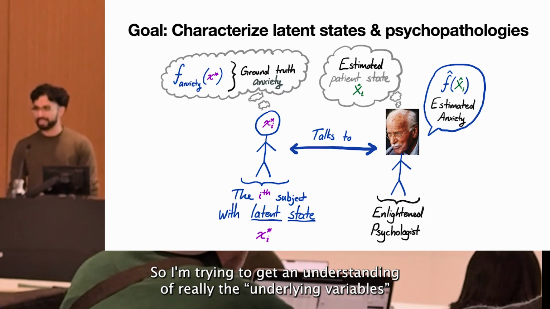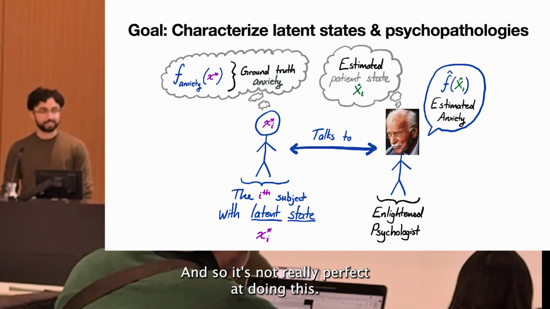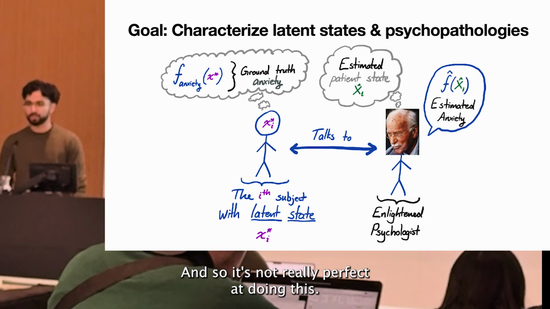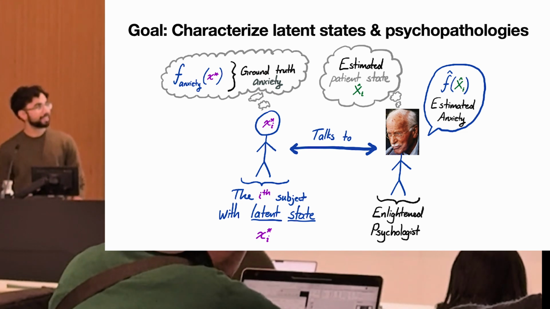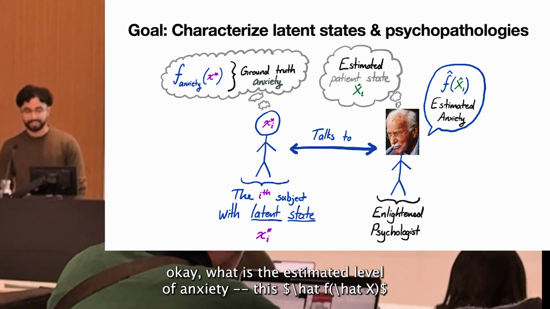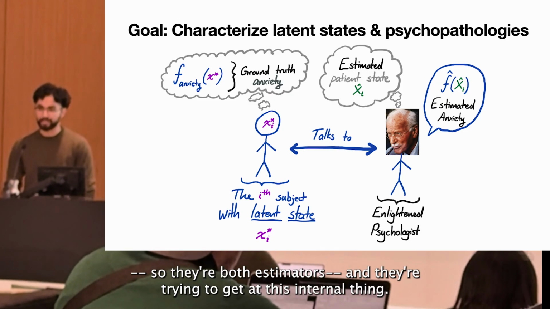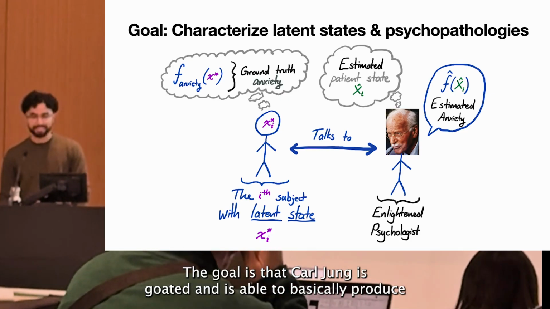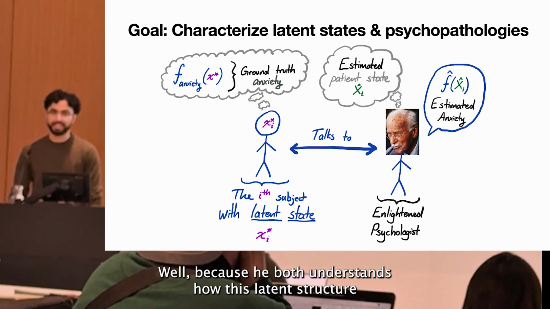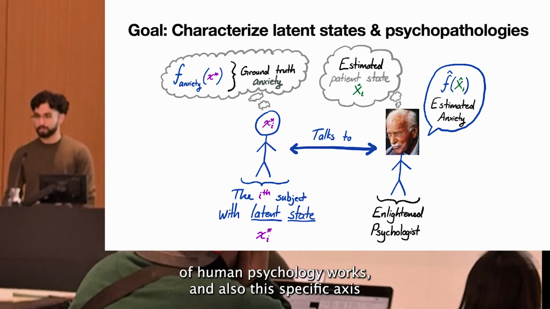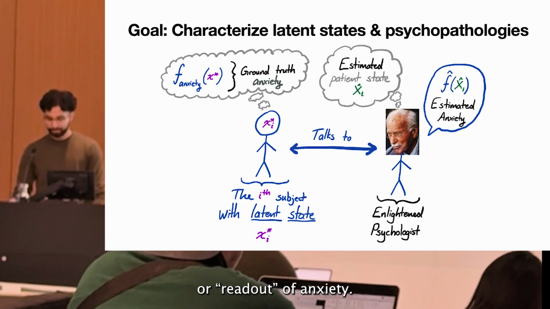So we try to get an understanding of really the underlying variables that are relevant. It's an estimator though, and so it's not really perfect at doing this, but the hope is that it's good enough that when Carl Jung then tries to estimate, okay, what is the estimated level of anxiety, this F hat of X hat, so they're both estimators, and they're trying to get at this internal thing. The goal is that Carl Jung is enlightened and is able to basically produce this estimate well, because he both understands how this latent structure of human psychology works, and also this specific axis or readout of anxiety.